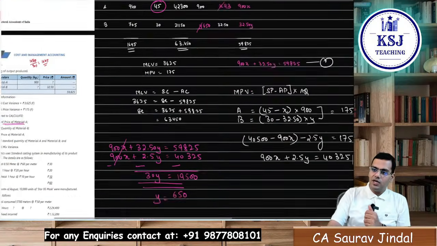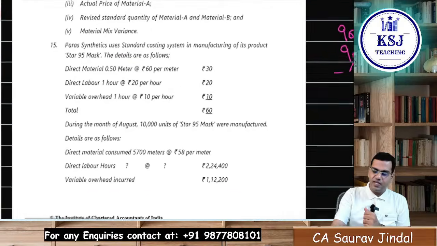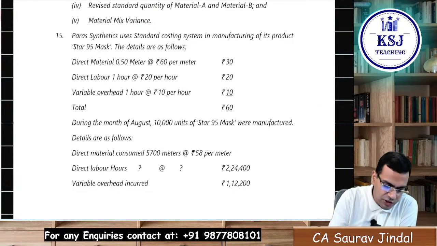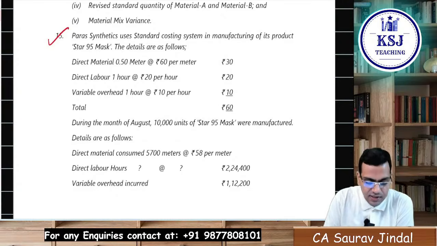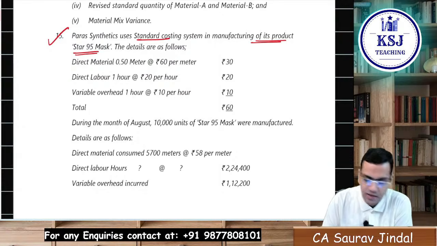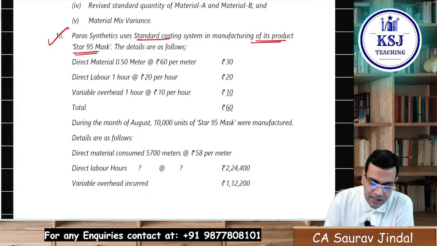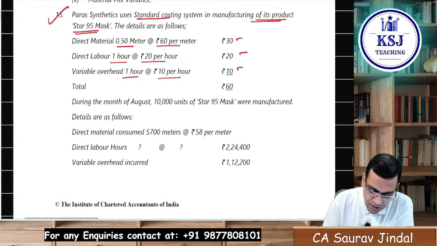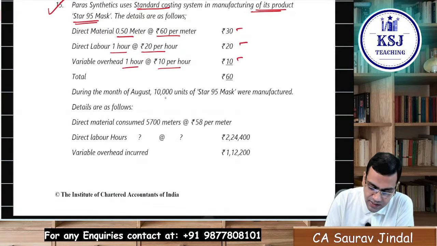Okay, let's move on to the last question now, question number 15. Paras Synthetic uses the standard costing system in manufacturing of its product Star 95 mask. The details are as follows: direct material 0.50 meter at 60 per meter, direct labor 1 hour at 20 per hour, variable overhead 1 hour at rupees 10 per hour. Total is there. During the month of August, 10,000 units of the Star 95 mask were manufactured.